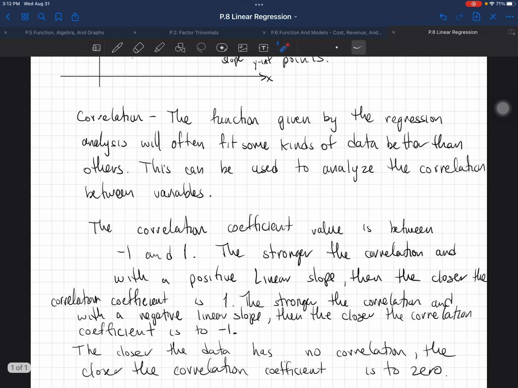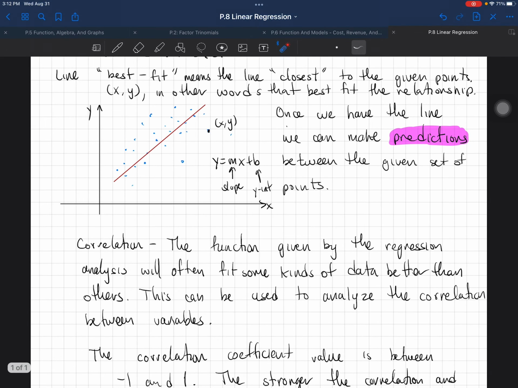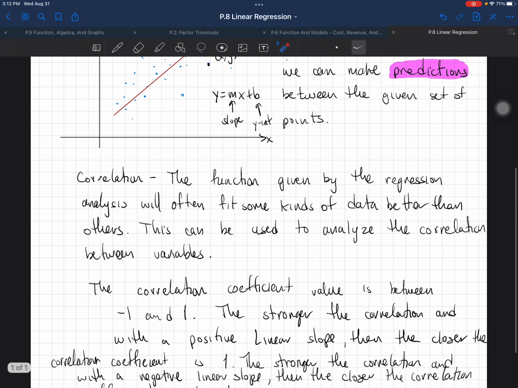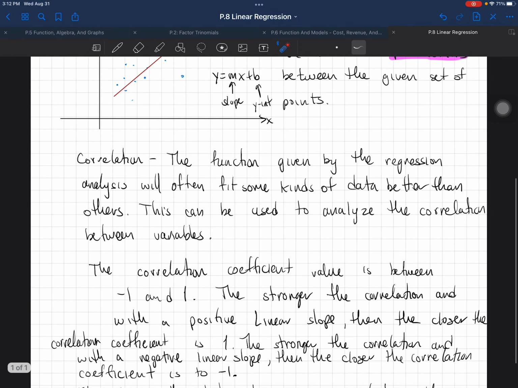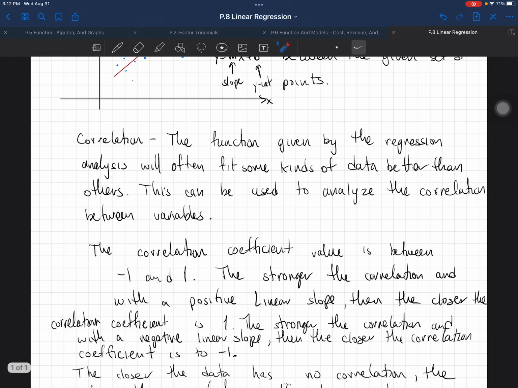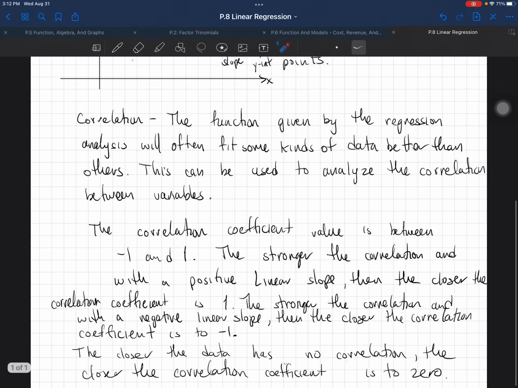With a strong correlation and a negative linear slope, the closer the correlation coefficient is to -1. So if our line were going this way, the correlation coefficient would be closer to -1, for example negative 0.76 or negative 0.82. Now, how do we calculate those correlation values? We're also going to use Excel to help us find those values.